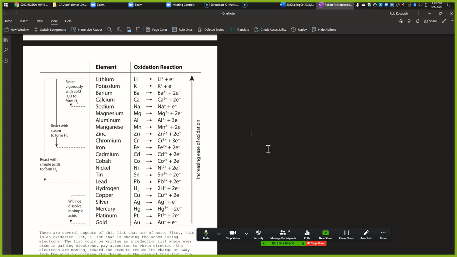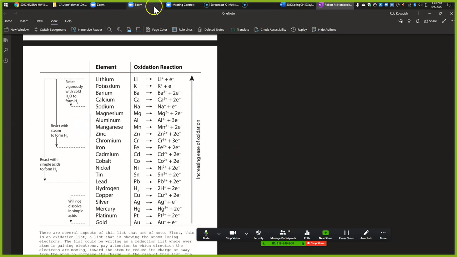So if I wanted to build a battery out of metals, I would choose one metal and I would choose another metal. The active metal during discharge would give its electrons to the less active metal, and then during charging, the less active metal would give its electrons back to the active metal.